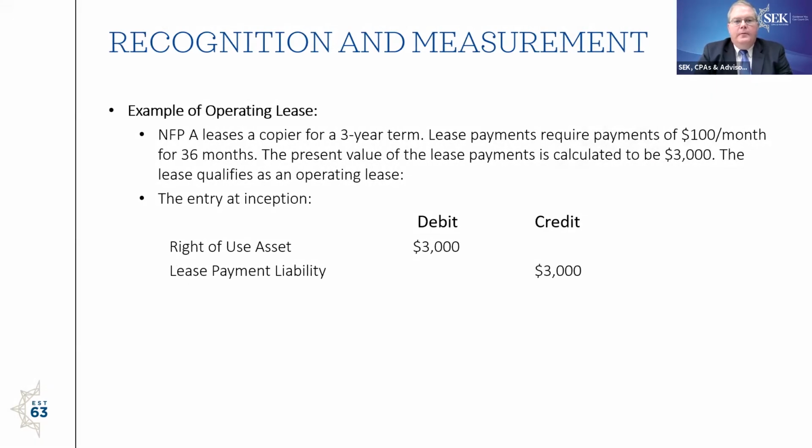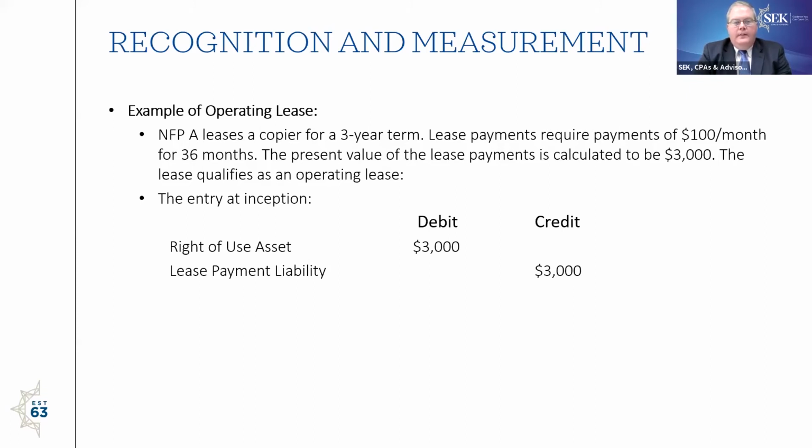So here's an example to show the recognition of these leases for an operating and a finance lease transaction. So an operating lease, NFPA leases a copier for a 3-year term. Lease payments require payments of $100 a month for 36 months. The present value of the lease payments is calculated to be $3,000. The lease qualifies as an operating lease.